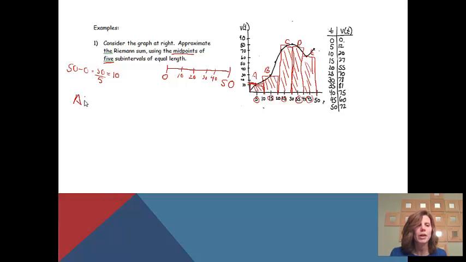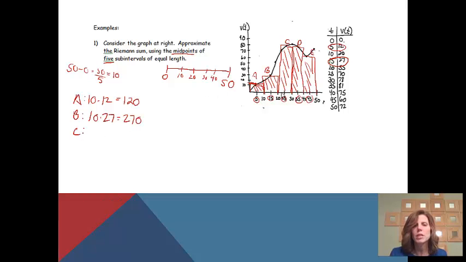So to get the area of rectangle A, the width of that rectangle will be 10, and the height of that rectangle is going to be whatever's happening at 5. So if I look at what's happening at 5, the y value is 12. So the area of that rectangle will be 120. Okay, for rectangle B, the width of that rectangle is still 10, and the height is what's happening at 15, and the y value is 27. So that will be 270.